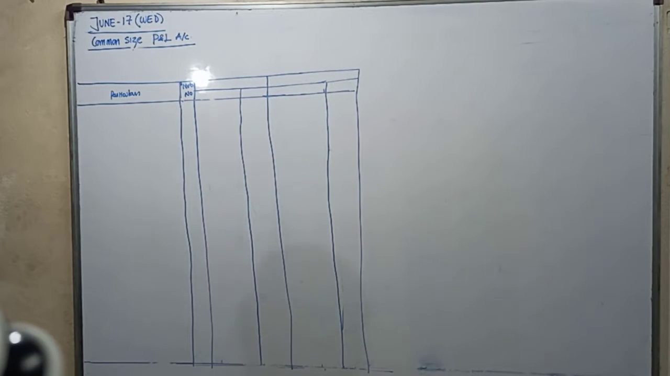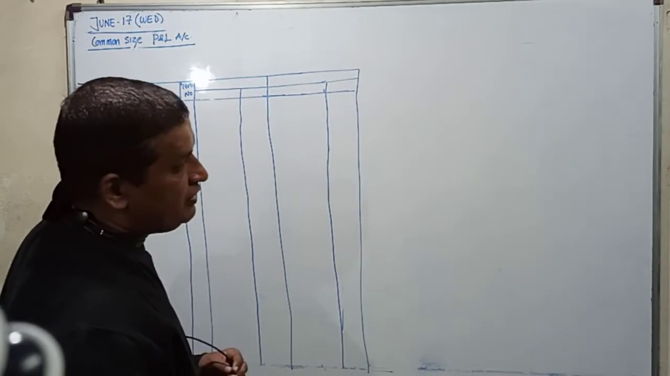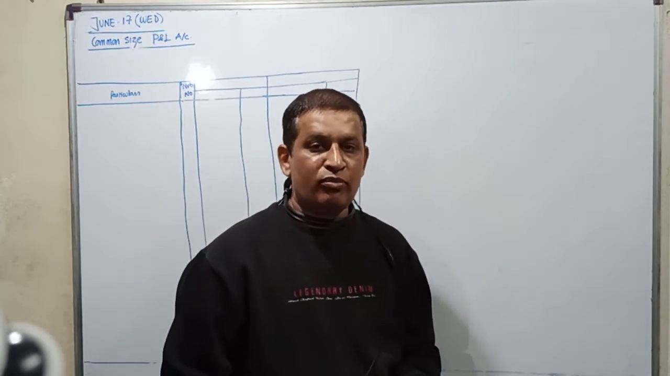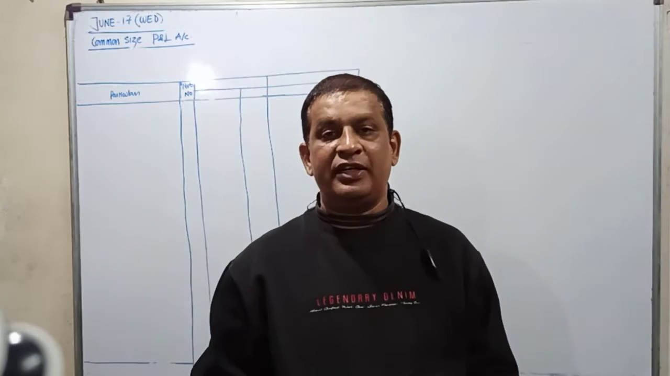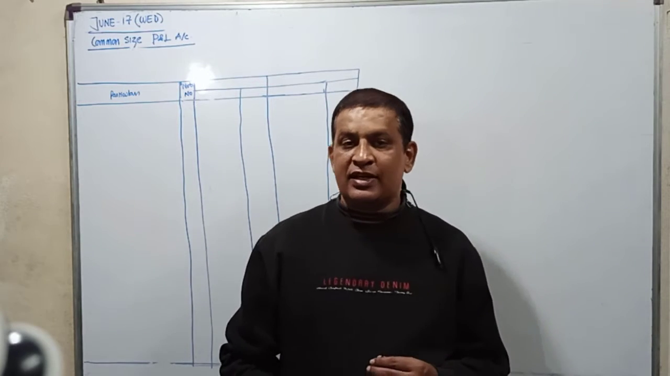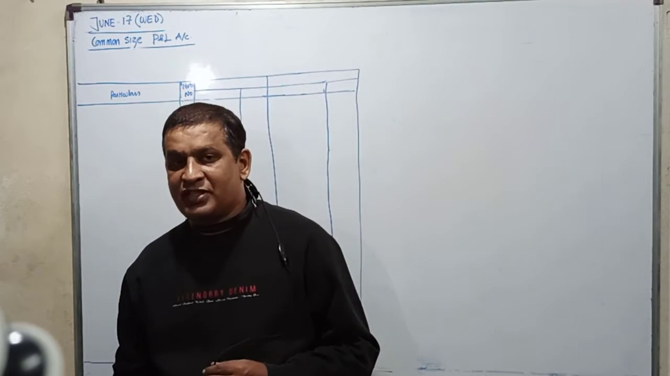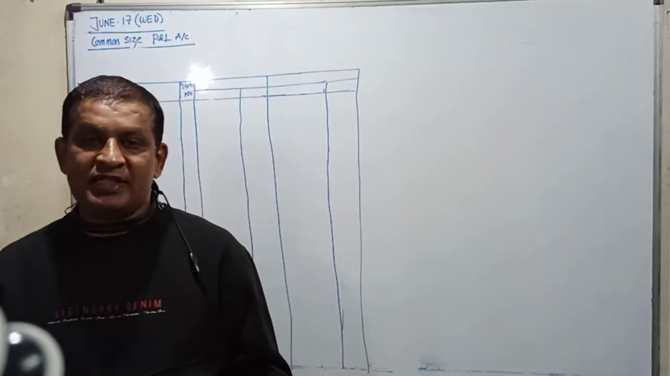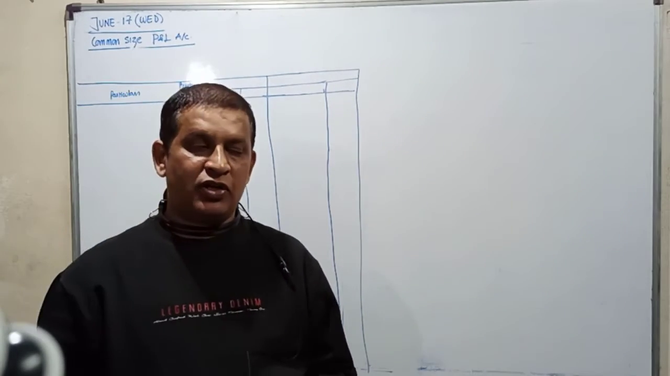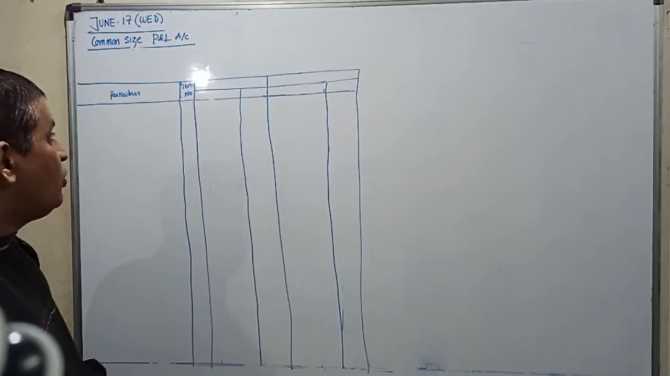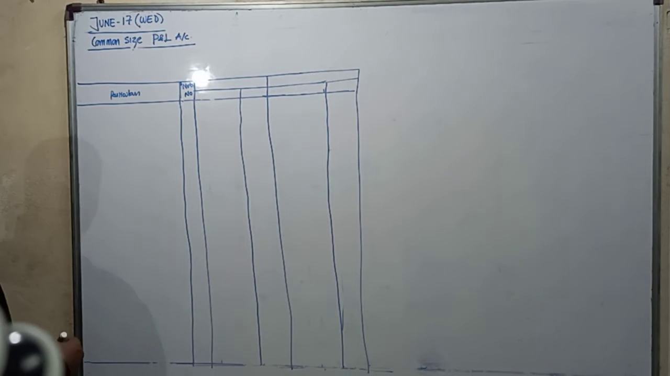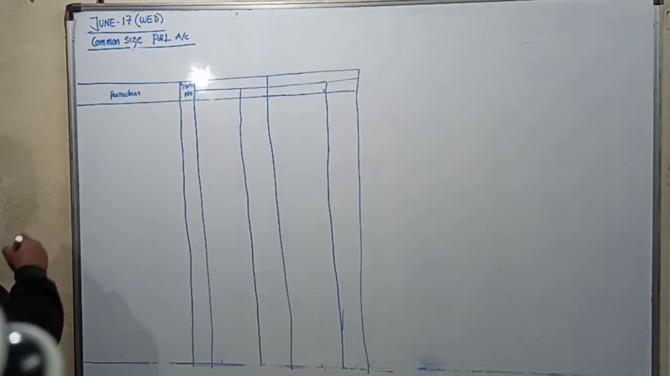So very good afternoon. In the previous class we have seen the common size balance sheet, and in today's class we'll go with the next financial statement, that is the common size profit and loss account. So common size profit and loss account. First we'll go over the pro forma.